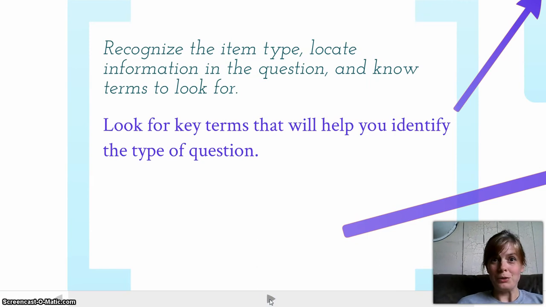Alright, the first thing you need to do is to be able to recognize what the question is asking you for. And in order to do that, you should be able to recognize some key terms that will help you identify which type of question you're dealing with.